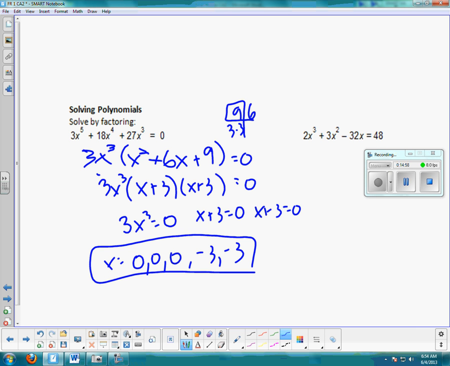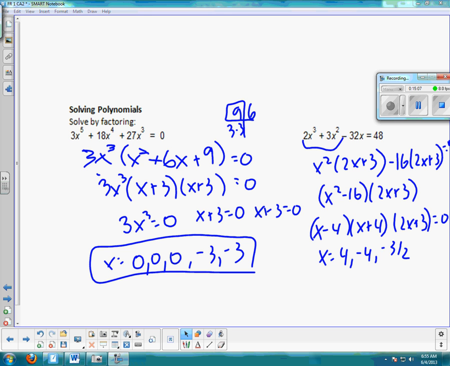If you go ahead and try the second problem, it's going to be factoring by grouping, but don't forget to bring the negative 48 over to the other side, and I'll go ahead and write the answer for that one. And there's the answer for the next one. So the next type of thing we did with roots was we actually looked at graphs.